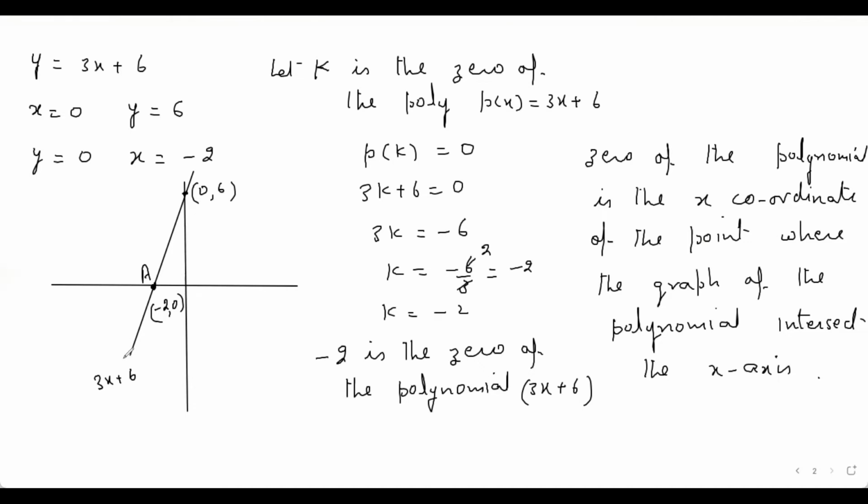The graph of a linear polynomial is a straight line and it will intersect the x-axis at one point. So it has one zero. So a linear polynomial has exactly one zero. So the second point is that a linear polynomial has exactly one zero.